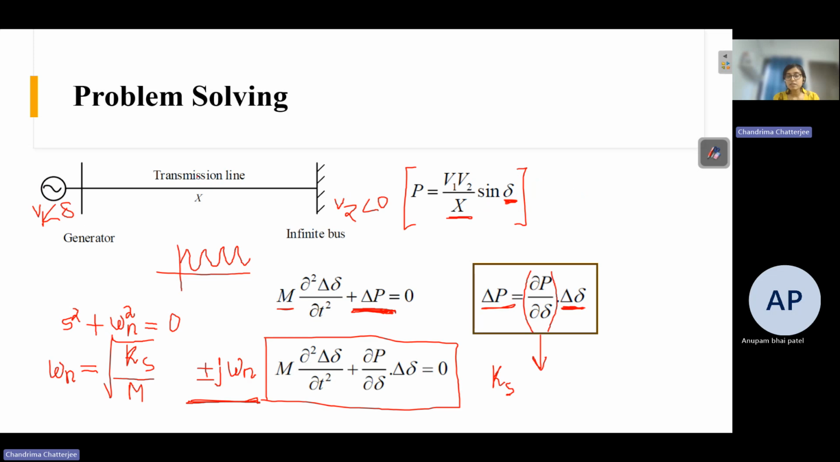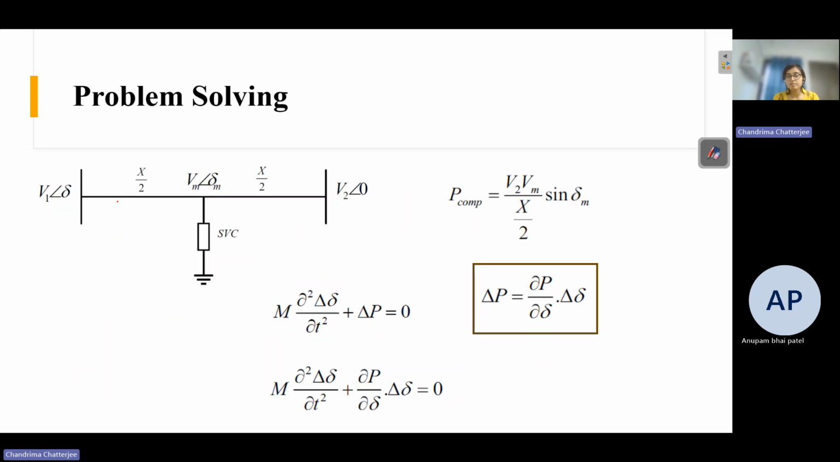So this was a typical undamped second order system. Now we will introduce damping, by introducing this SVC. This SVC is placed at the midpoint of the transmission line, where the midpoint voltage is Vm and the angle is delta M.